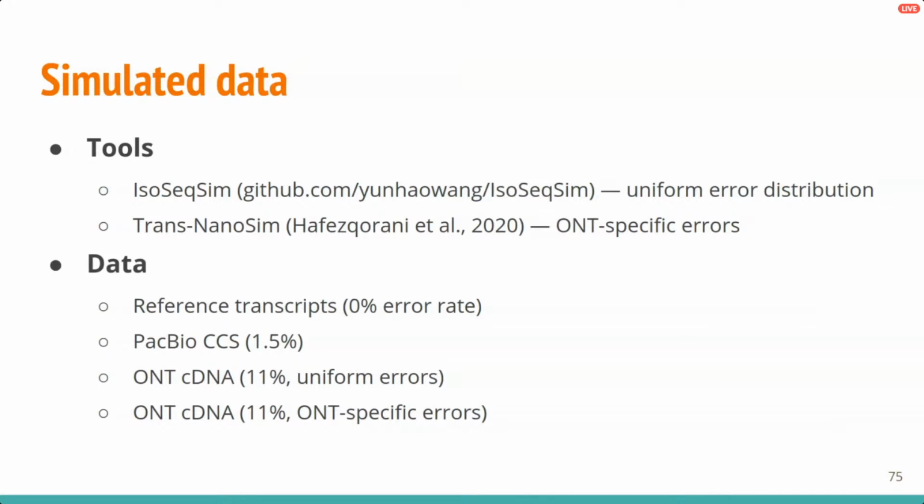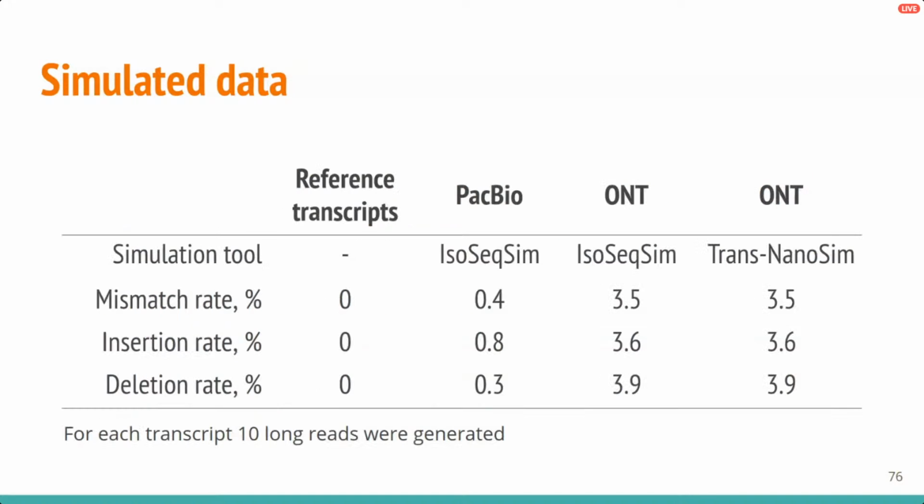And we simulated nanopore with TransNanoSim to get more ONT-specific data, but with the same error rate. So this is a bit more detailed information about how we simulated the data, the mismatch rate, insertion rate, and deletion rate. All rates were obtained from real data. And also we simulated exactly 10 reads for every annotated isoform.